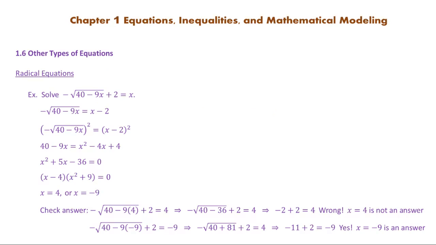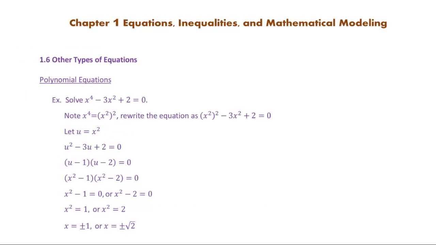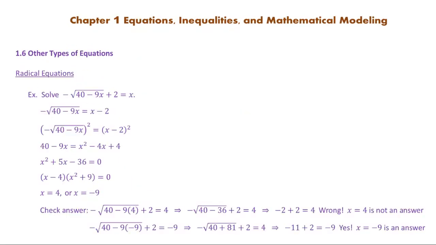Okay, so now we just talked about a few examples of polynomial equations. The next type of equation is called radical equation. You got some radicals and the variable is inside the radical. For example, for this equation, we got negative square root of 49x plus 2 equal to x.